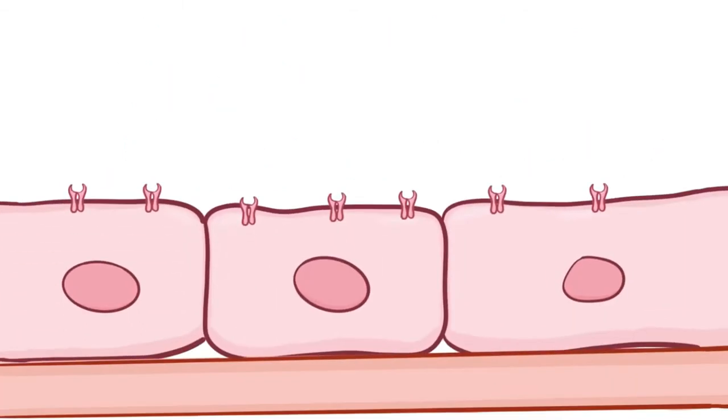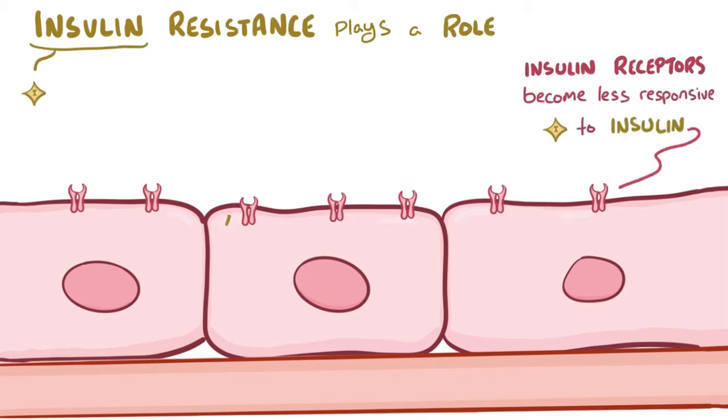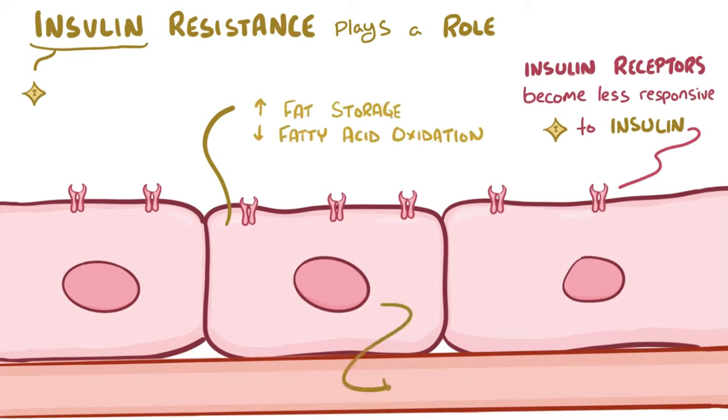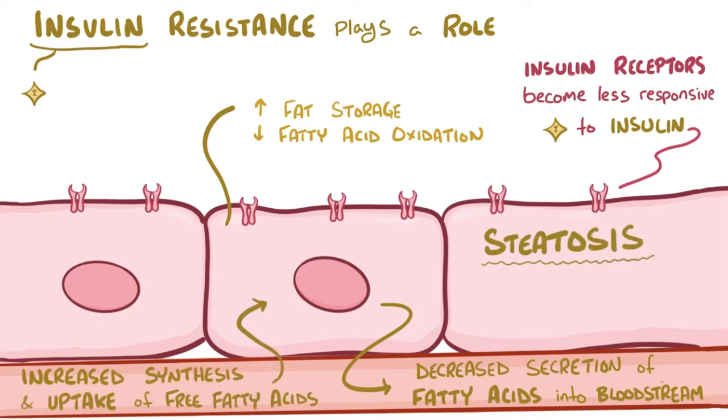Although the exact mechanism of non-alcoholic fatty liver disease isn't clear, insulin resistance seems to play an important role. Over time, insulin receptors on various tissues, including the liver, become less responsive to insulin, and as a result, the liver goes into a mode where it increases fat storage and decreases fatty acid oxidation. That means decreased secretion of lipids into the bloodstream, in the form of lipoproteins, and increased synthesis and uptake of free fatty acids from the blood, a process called steatosis.